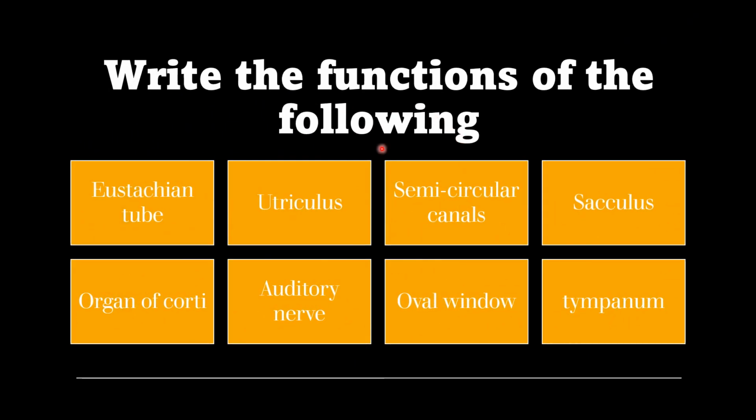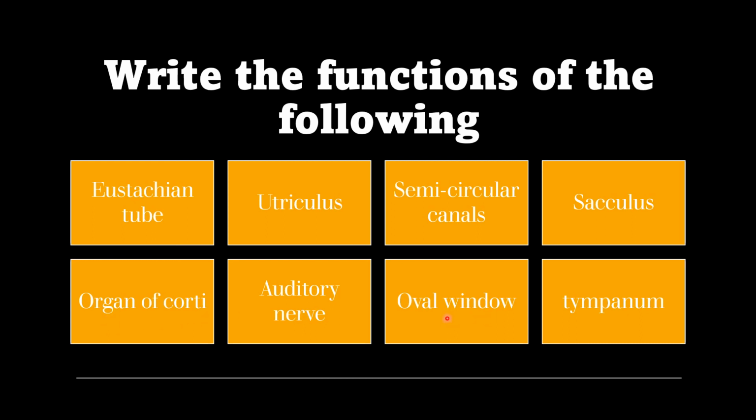Write the functions of the following. First one, eustachian tube. The eustachian tube equalizes the air pressure on either side of the eardrum, allowing it to vibrate freely. The next one, utriculus. What is the function of utriculus? Static balance. Semicircular canals, dynamic balance or dynamic equilibrium. Sacculus, again static balance. Utriculus and sacculus are responsible for static balance. Organ of Corti, for hearing.